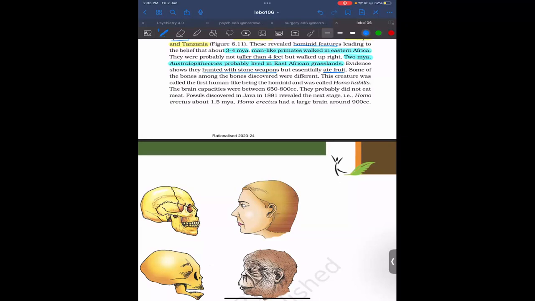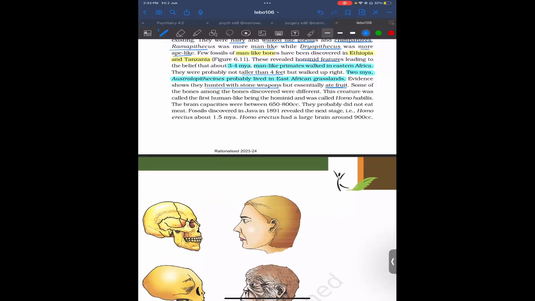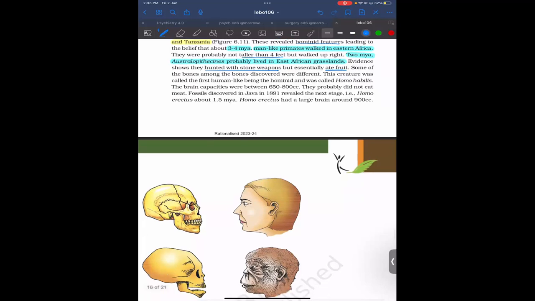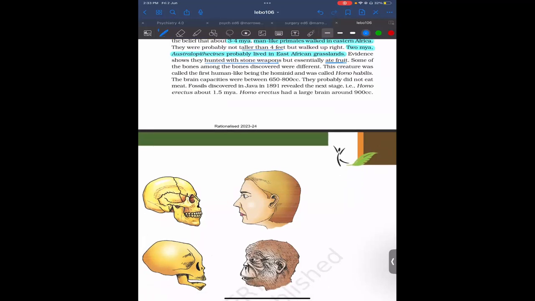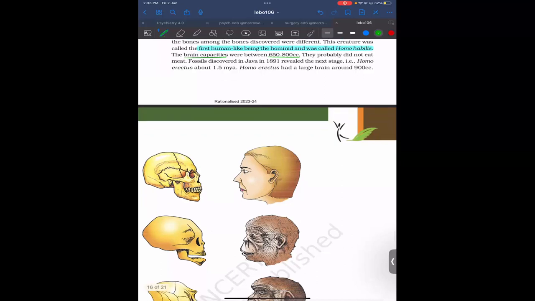Each and every line in these two paragraphs is very, very important, because they pick up any line and just change one word. Hunted with stone weapons, they'll say hunted with steel weapons. Or essentially ate fruits, they'll say essentially ate meat. This is how they change the sentences and make MCQs out of it. So the first human-like hominid was called Homo habilis. The brain capacity was between 650 to 800 cc. But they did not eat meat.